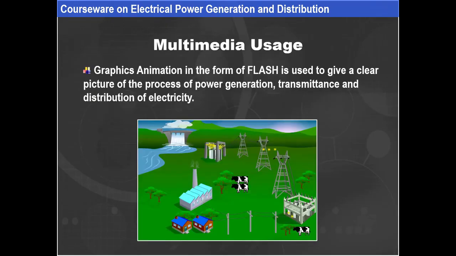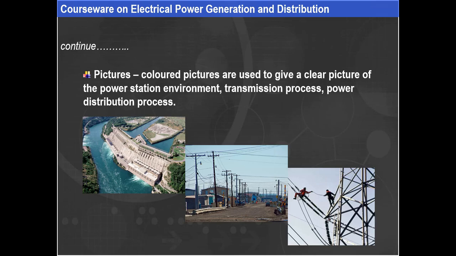A few types of multimedia are used in this courseware. The first one is graphics animation. So this courseware contains many attractive, colorful flash media. These flash media are used to give a clear picture of the processes involved in power generation, transmittance, and distribution process. Second one's pictures.